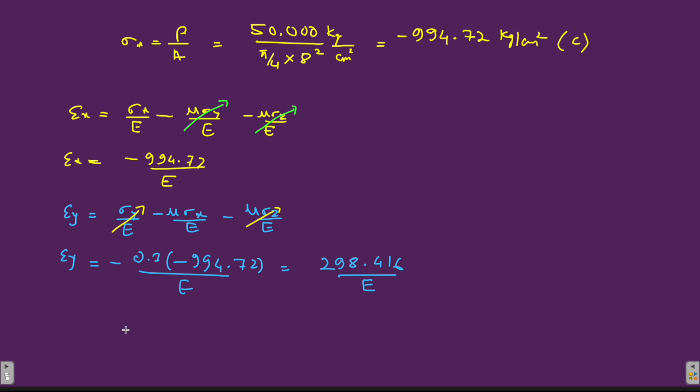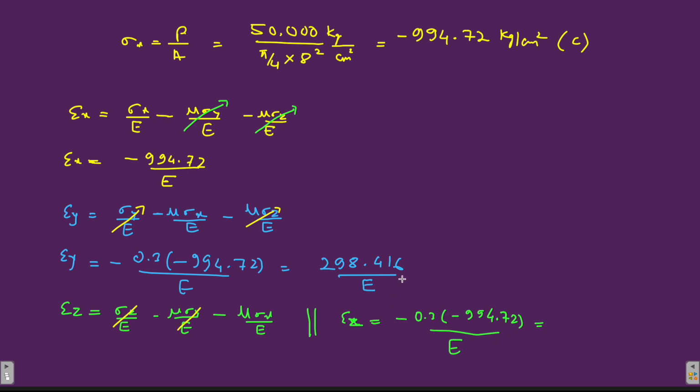Okay, now let's calculate strain in z direction. Strain in z direction is sigma z by E minus mu sigma y by E minus mu sigma x by E. Now sigma z and sigma y will become 0 and we'll be left with minus mu sigma x by E. So minus mu is 0.3, sigma is minus 994.72 by E. And if you calculate this, it will again come out to be the same value as this, 298.416 by E, right?